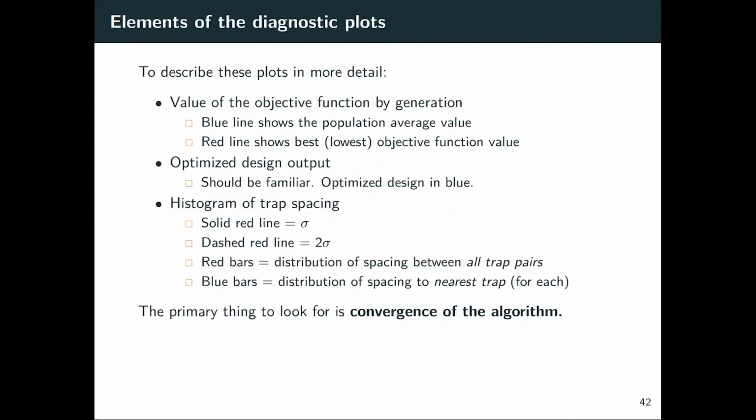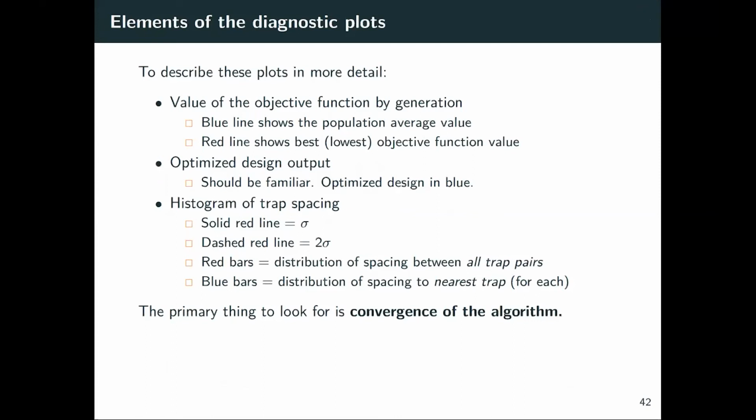To describe these plots in more detail, this is really just a slide for anyone who's following along after the lecture. I've described all these pieces: the blue line represents the population average, and the red line represents the lowest value, or the design output, after each generation. The optimized design output should be familiar, with the design in blue.